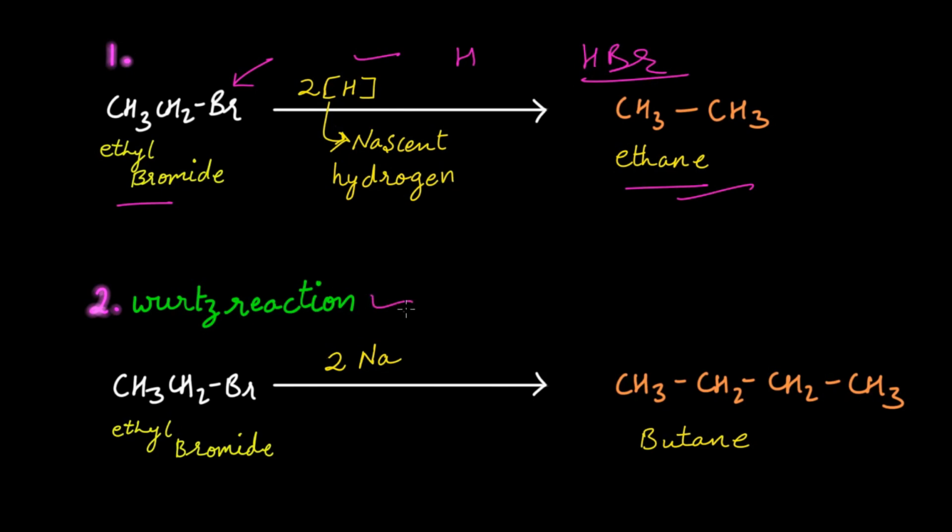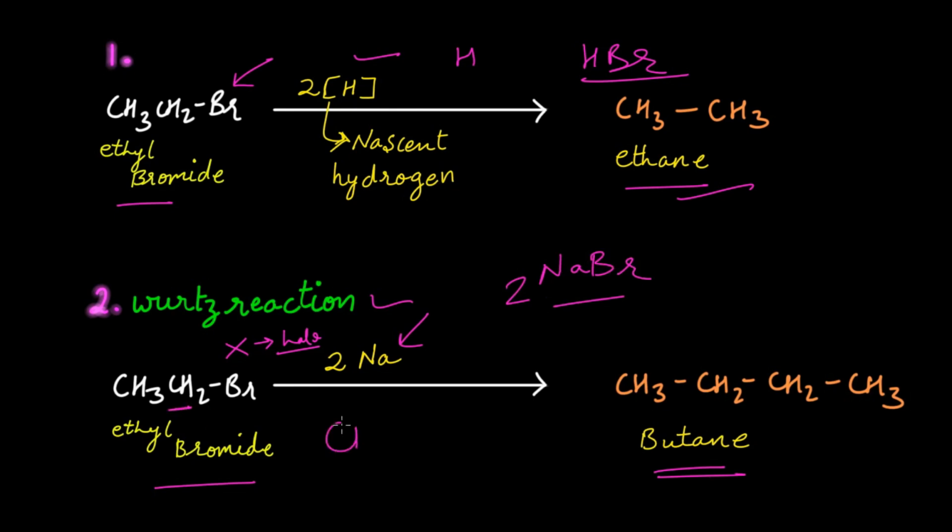Second reaction is a named reaction, Wurtz reaction. When ethyl bromide, or in place of bromide I can write X, where X represents all the halogens, right? When ethyl bromide is treated with sodium, we get butane. Chain expansion is there. The two sodium atoms will take out bromine in the form of NaBr, and two NaBr will be removed, and this carbon will make a bond with the other carbon of ethyl bromide. So these two carbons will get attached together and will form butane. This is the second reaction.